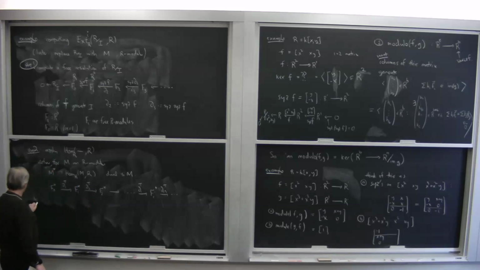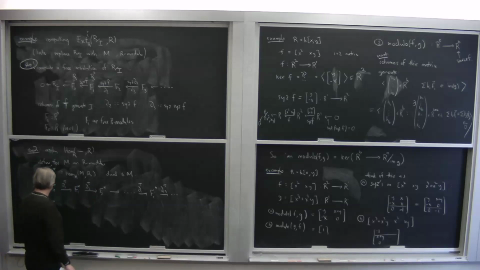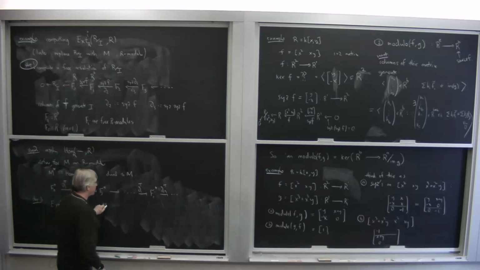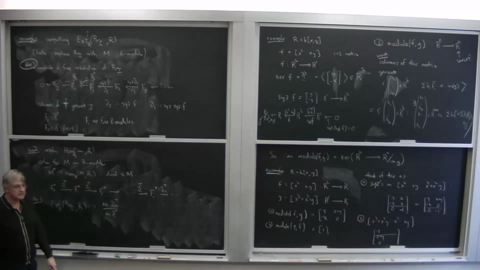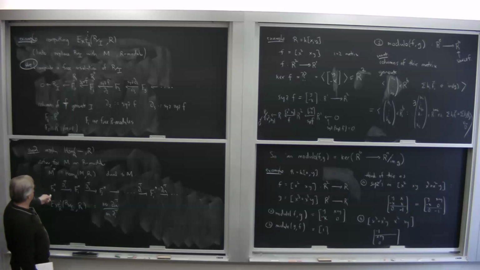And then step 3, we compute homology. So Ext^i of R mod I into R, or M if we want later on, is just the kernel of delta i plus 1 transpose mod the image of delta i transpose. That's all it is. Maybe we'll do an example of this if I have one.